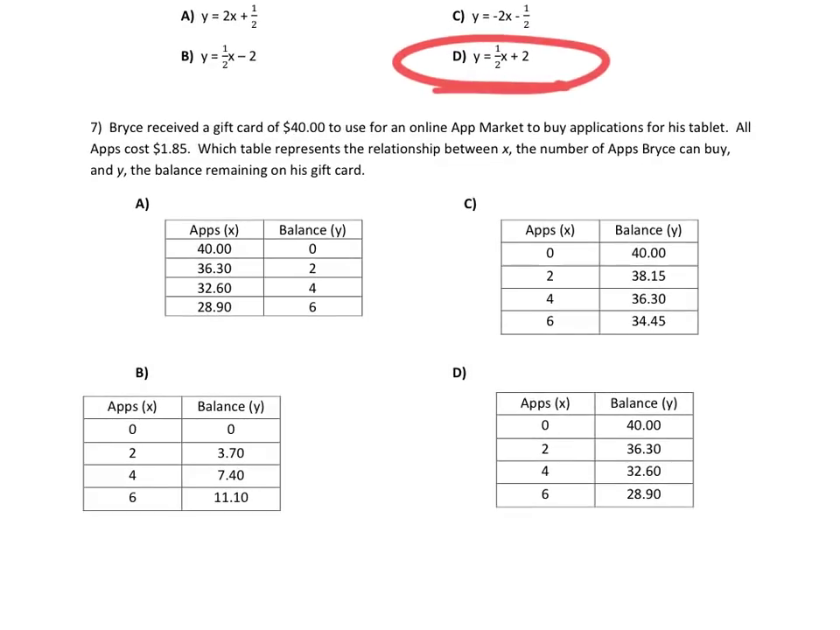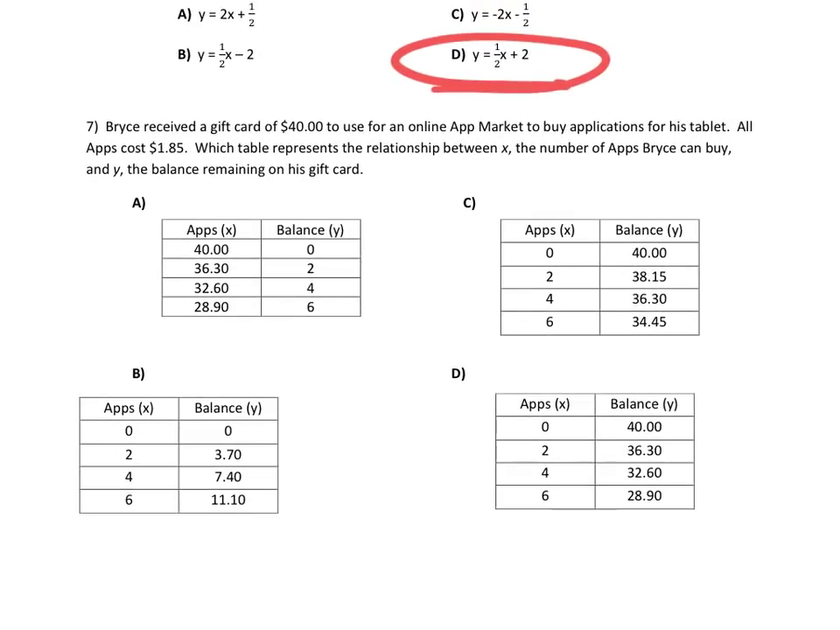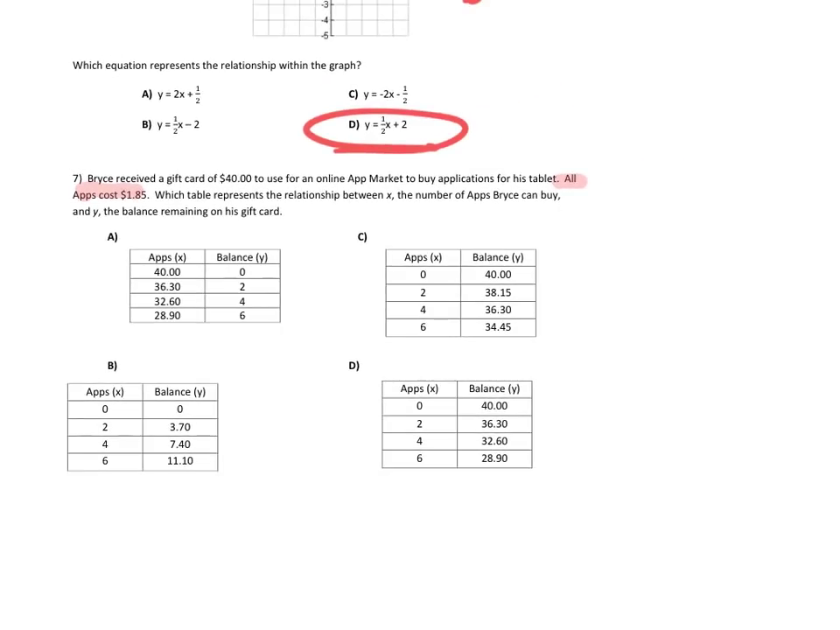Number 7. Bryce received a gift card of $40 for an online app market to buy applications for his tablet. All apps cost $1.85. Which table represents the relationship between X, the number of apps Bryce can buy, and Y, the balance? So Y over X. Change in Y. I'm going to go back to a pen. Change in Y over change in X.